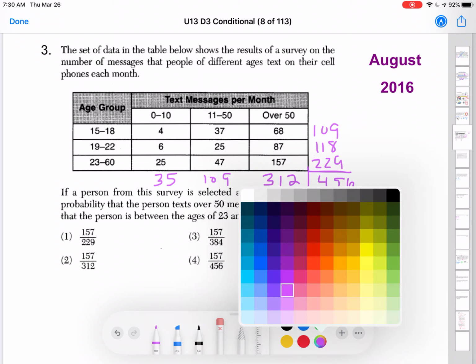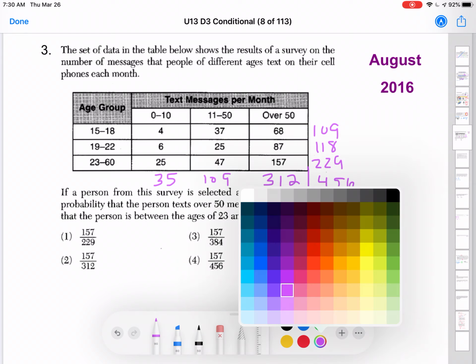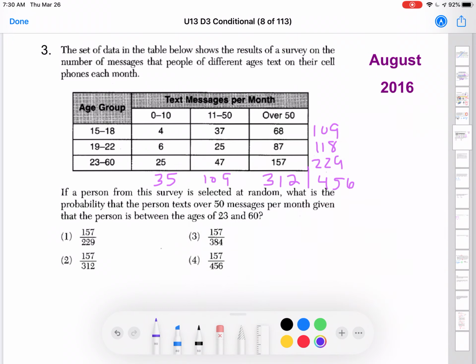Okay, so I like to have this number accessible. That's my total. All right, let's check it out.